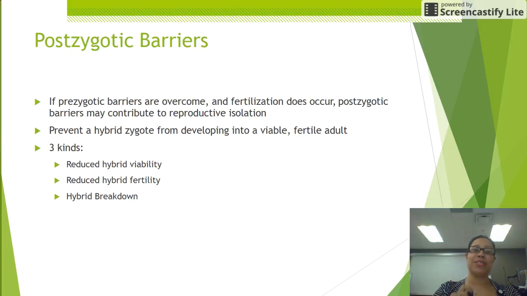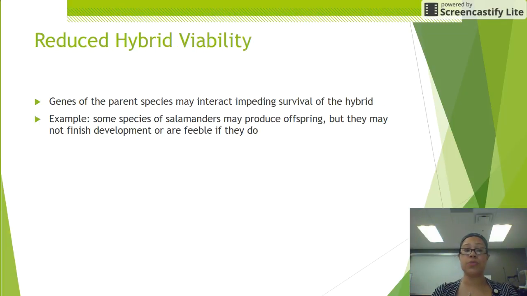All right, so postzygotic barriers. This is after a zygote has been created. So we had sperm enter into the egg and we have a zygote. But they're still not the same species because they're not producing viable and fertile offspring. So what we're looking at is reduced hybrid viability, reduced hybrid fertility, and hybrid breakdown. So the first one, hybrid viability, this means that the hybrid doesn't survive. It's feeble, it's weak, it doesn't live. There's a couple of different ones like that.